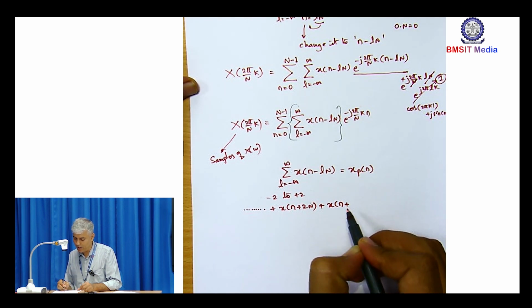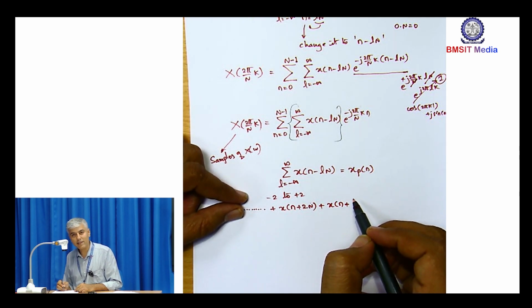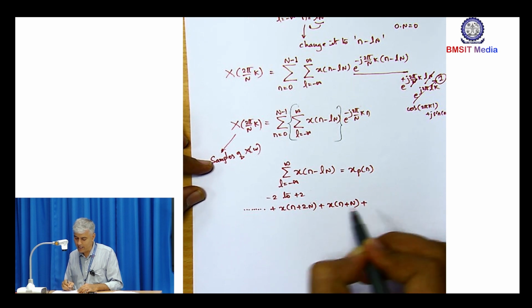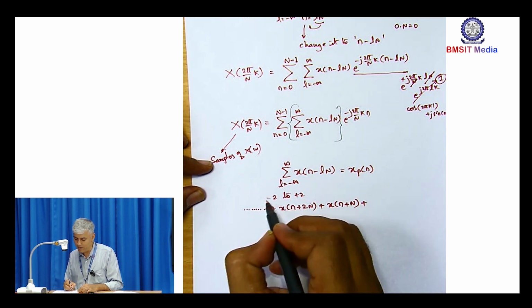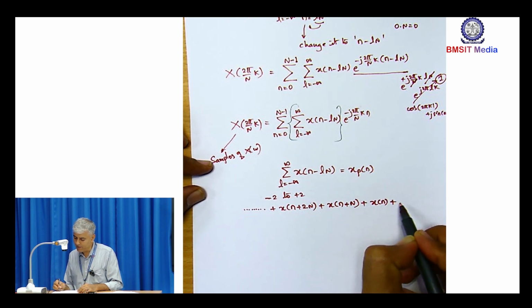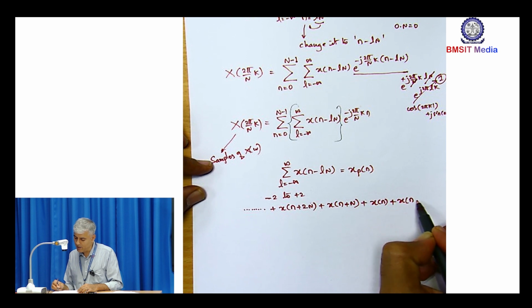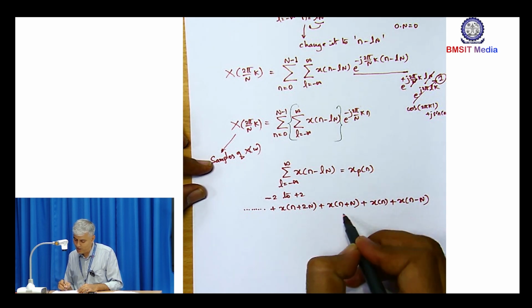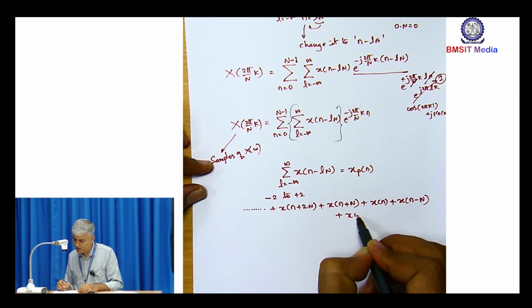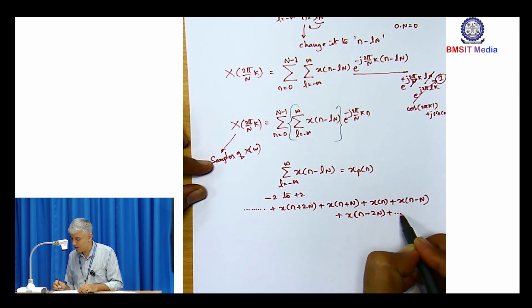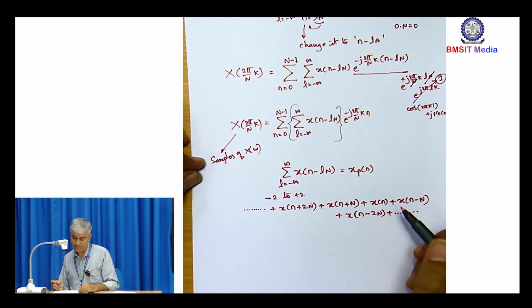for L equal to minus 1. And for L equal to 0, it should be x of n, right. On the same line it will be x of n minus N, since for L equal to 1, it will be 1 times N, and so on, plus x of n minus 2N, plus like that, it goes on and on.